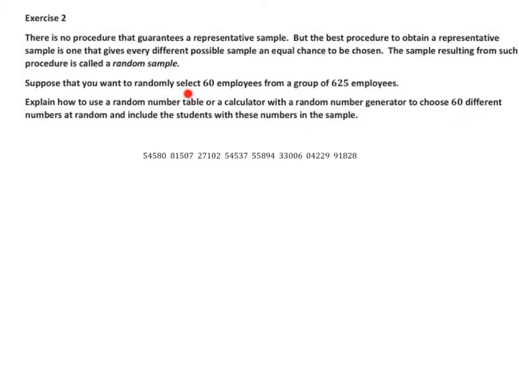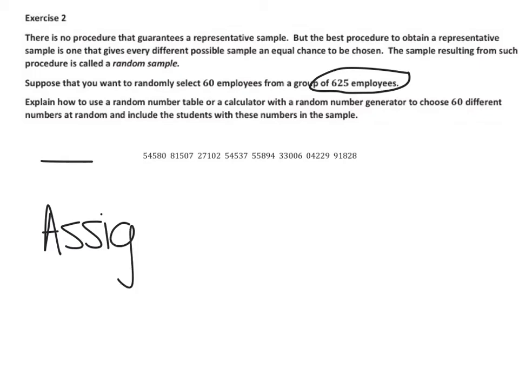So suppose I want to randomly select 60 students from a group of 625. Here's the question they gave us from the sample. Explain how you would use a random number table or calculator with a random number generator to generate 60 different numbers at random, and include students with these numbers in the sample. So we have to be able to explain this, and this is what they think they'll give us. They're going to give us a line from the random number table. So go ahead and get your random number line in your table, and then we'll write our work out here.